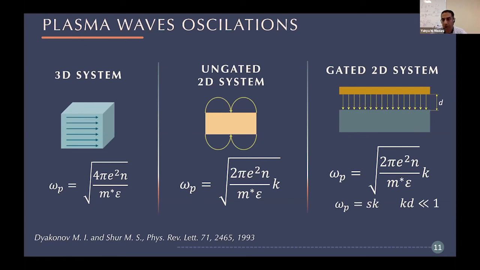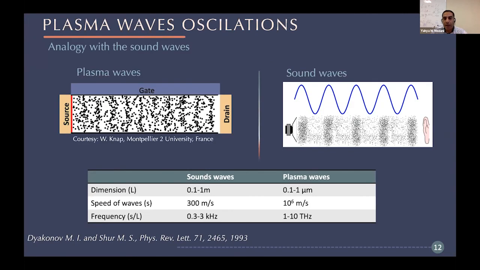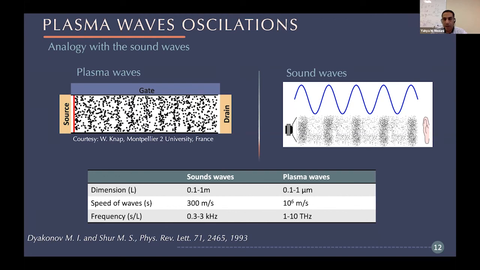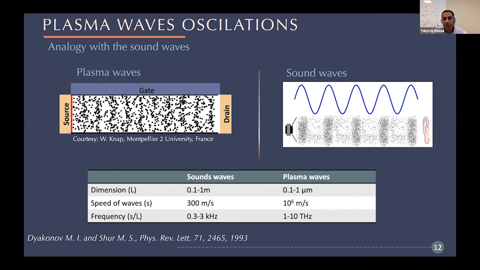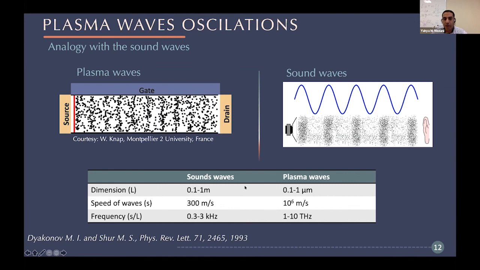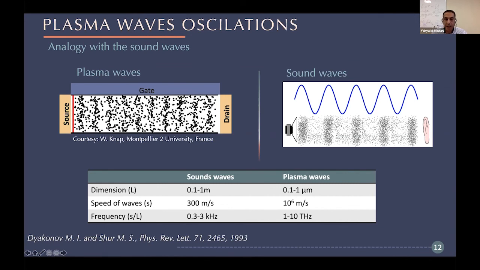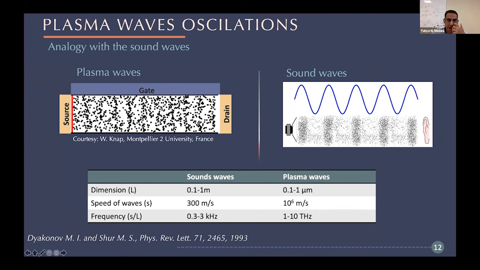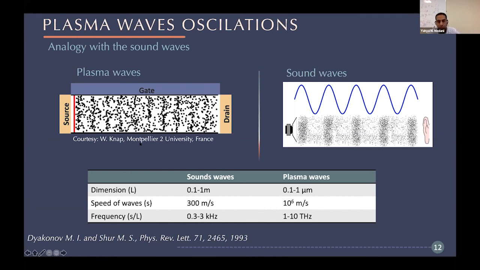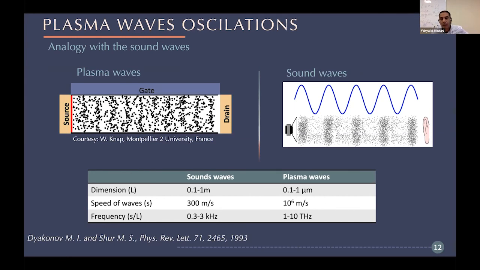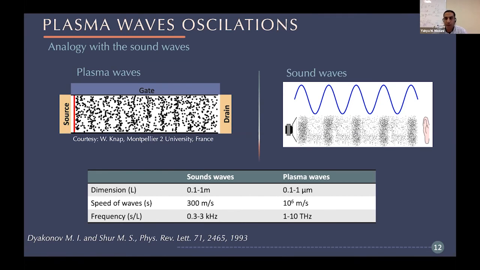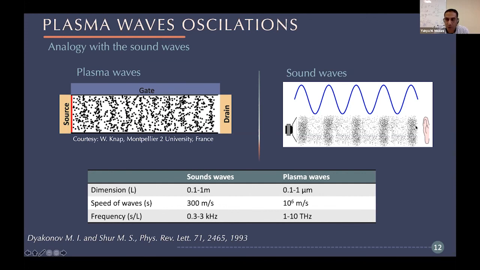So this was the theory, the beginning of the story. And here is just some analogy for the students that are around. We can make the analogy of the plasmons with the sound waves. The plasma wave is the oscillation of electron density in space, as shown in this figure, which is from the thesis of Professor Knapp from Montpellier University. And the sound waves are the pressure of the air and the oscillation of the air from the generation of the sound to our ear.